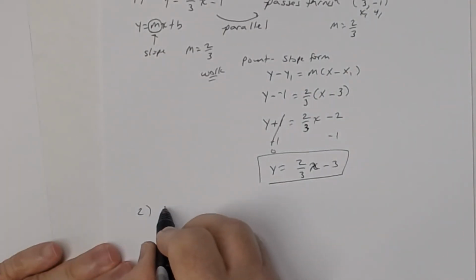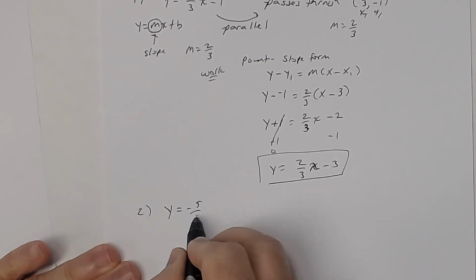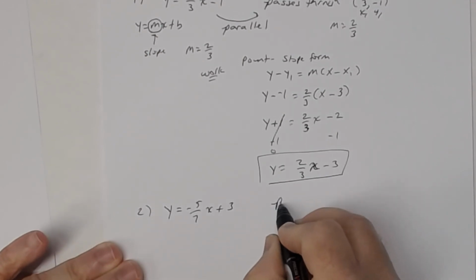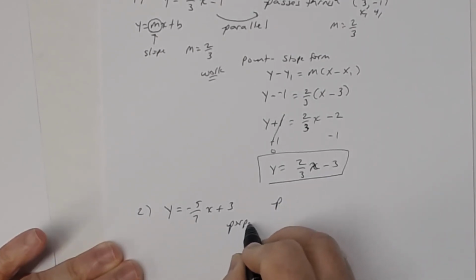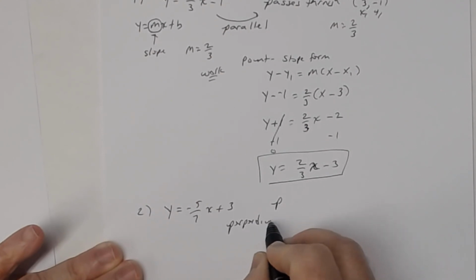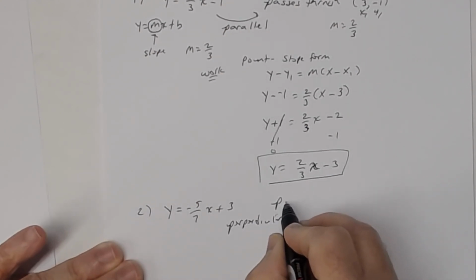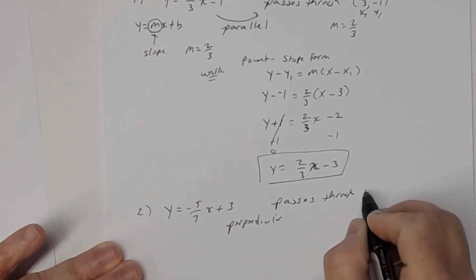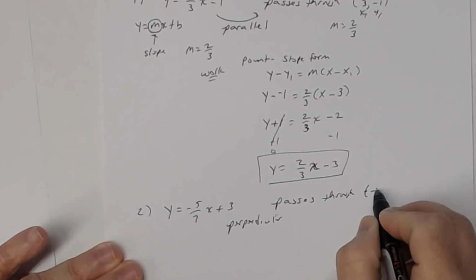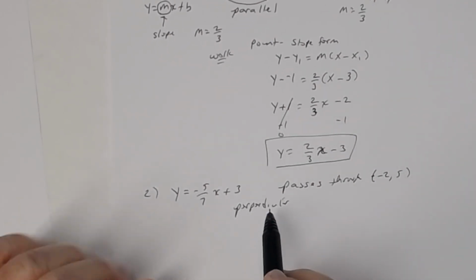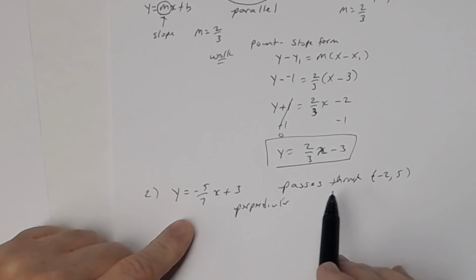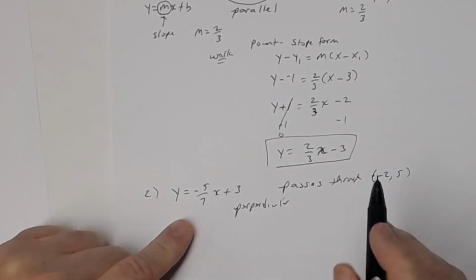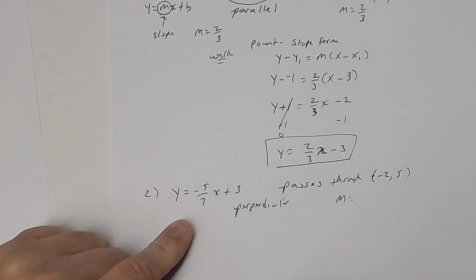So number 2, we're given this line, y equals -5/7 x plus 3, and that line here is perpendicular to this line that passes through this point. And that's the point -2, 5. So if I'm going to find the equation of this line that contains this point and is perpendicular to this line, I need to know the slope. I know the point, I just don't know the slope.